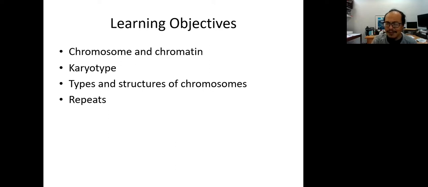We say it's 23 pairs, but how do we know that? Are you sure? How do I know if it's not 24 pairs? How would I know that I am different, right? We use the karyotype to characterize it. We basically count it using the karyotype, and we can also see the structure of the chromosome.